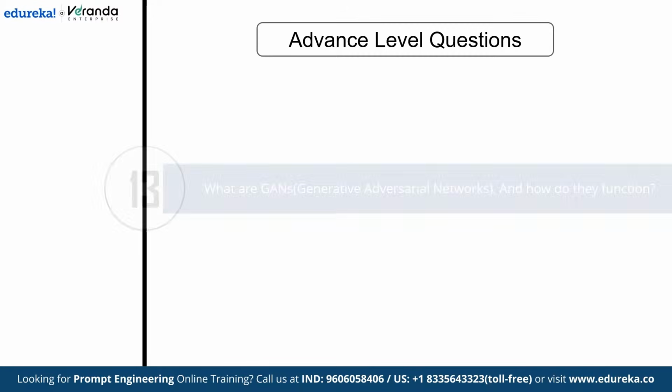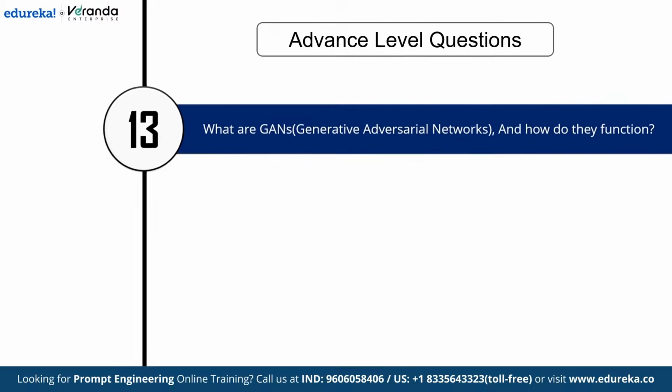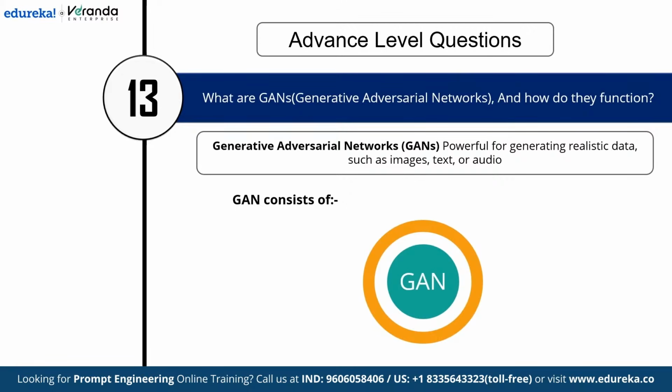And the next question is, what are GANs, which stands for Generative Adversarial Networks, and how do they function? GANs are a type of generative model that are particularly powerful for generating realistic data such as images, text, or audio. The diagram provides a clear visual representation of a GAN's architecture and its functioning. Well, GAN, which stands for Generative Adversarial Network, is the central component. It highlights that a GAN is a system consisting of two main subnetworks.